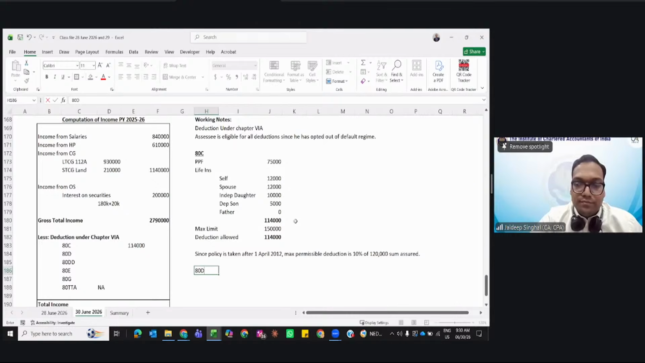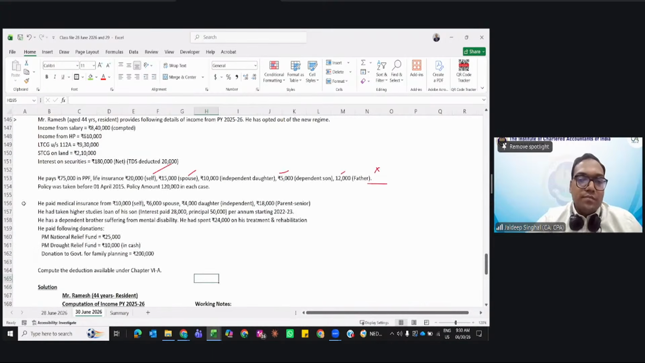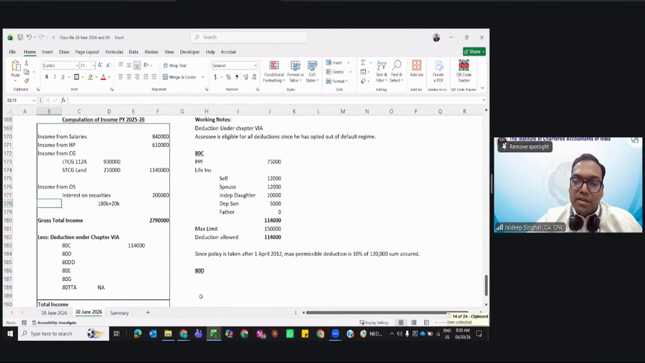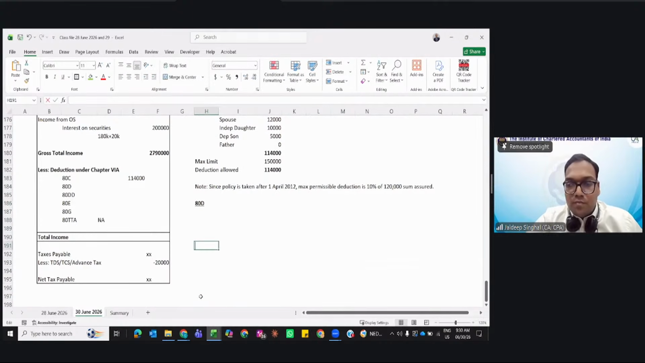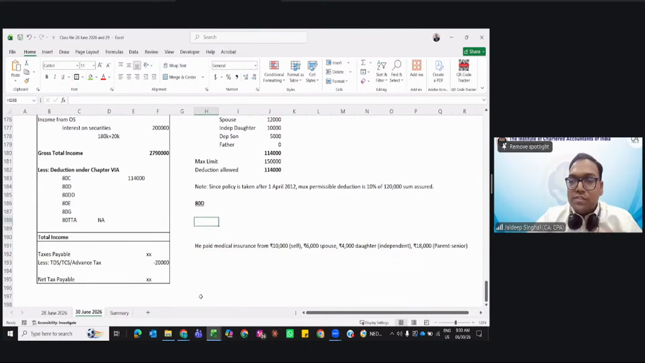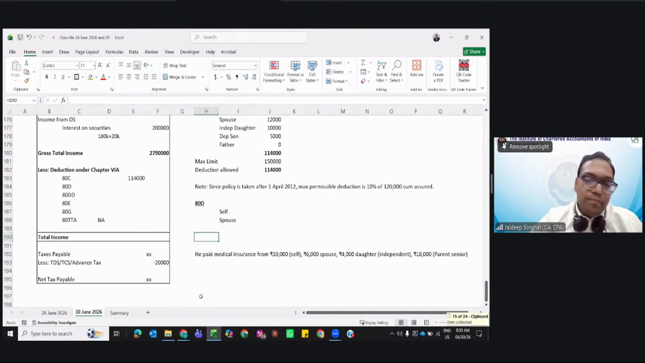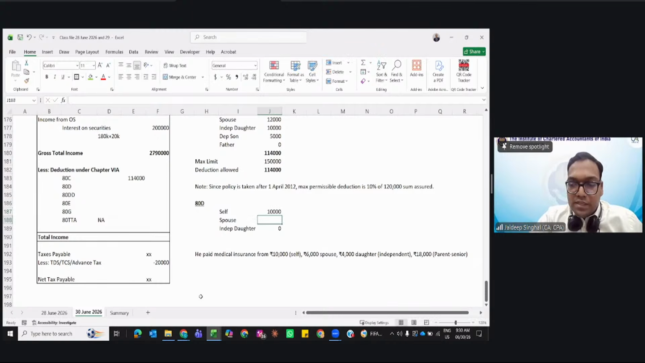80D is for the insurance. Now, this is the only line given for 80D. Let me take it here. He paid medical insurance for self, for spouse. Is independent daughter allowed? Is deduction allowed for an independent daughter? The answer is no, 0 is allowed. For self, 10K, 6K.